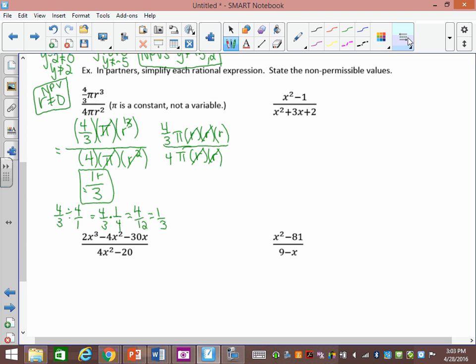The top right here, the x squared minus 1 is the difference of squares. So you square root the x squared, you get an x, and you square root the 1, and you get a 1. So then you get x plus 1, x minus 1 on the top. On the bottom, I'm going to go over here, x squared plus 3x plus 2. And I say what times what gets me 2, and what plus what gets me the middle term 3. Now it has a 1 in front of the x squared, so I can go right to factors.